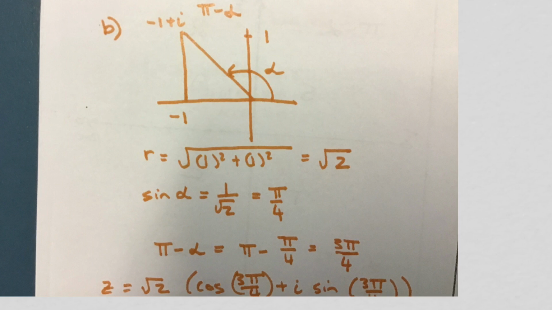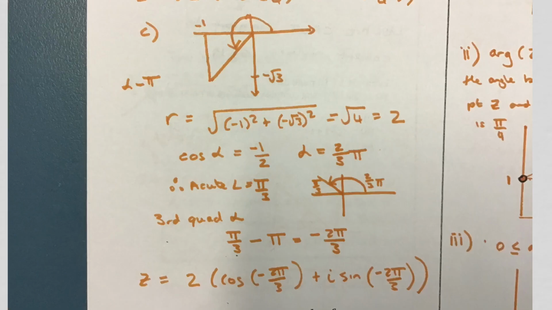So minus 1 plus i, second quadrant, you can work out r easily, you can work out sine alpha easily. As you know, your calculator is going to give you the acute angle, and then I've used the reduction to get me the correct angle for the second quadrant.